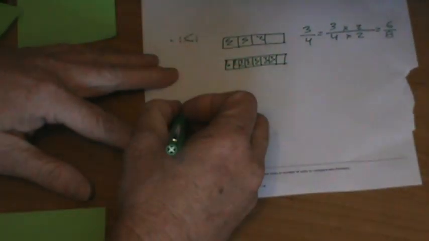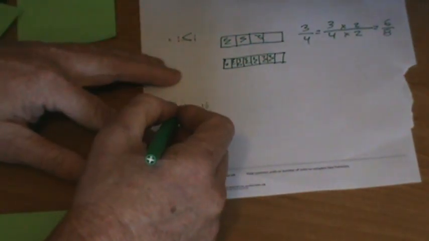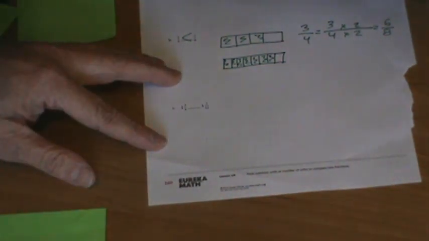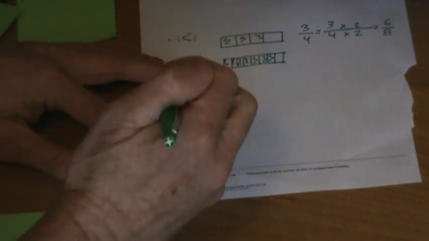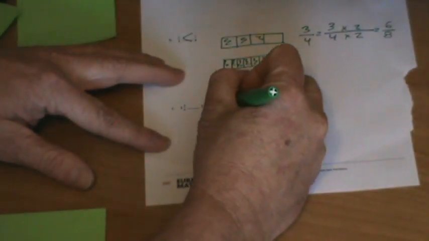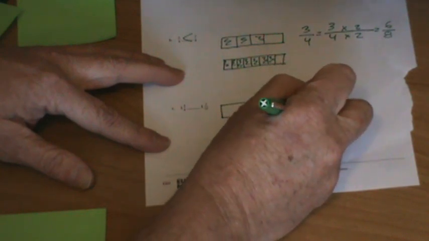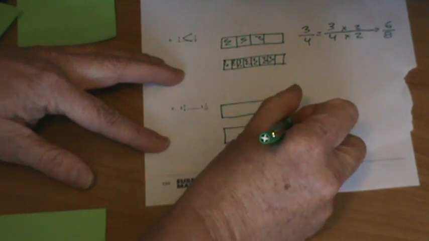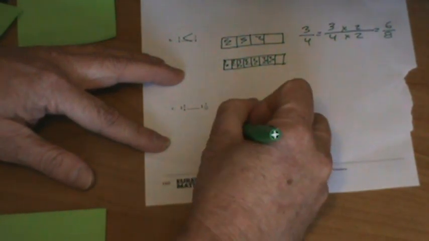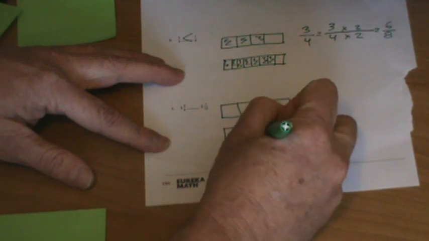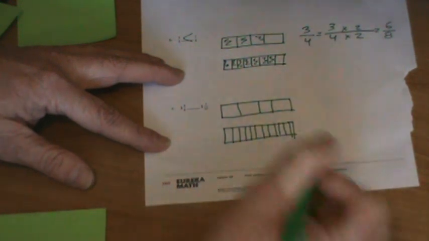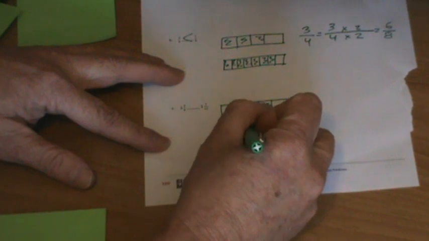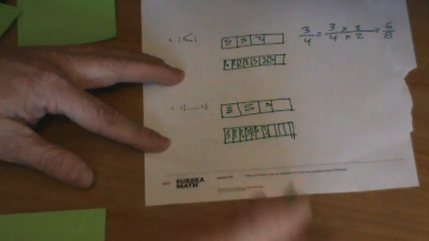We have 1 3/4 and 1 7/12. Well, this is a mixed number, so the ones are the same, okay? Ones are the same. And we'll do 3/4 and 7/12. 1, 2, 3, and 4, and then we go 1, 2, 3, 4, 5, 6, 7, 8, 9, 10, 11, 12. So we have 3/4, 1, 2, 3, and 7/12, 1, 2, 3, 4, 5, 6, and 7. Which one's going to be larger?